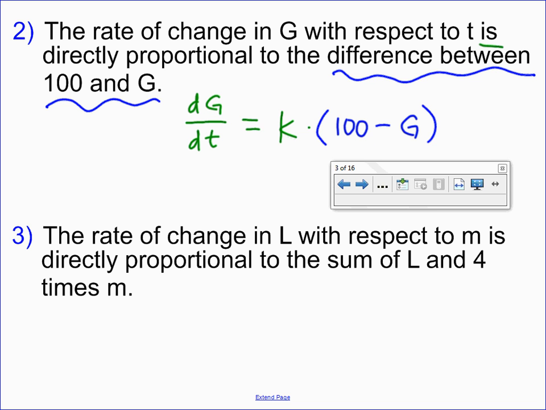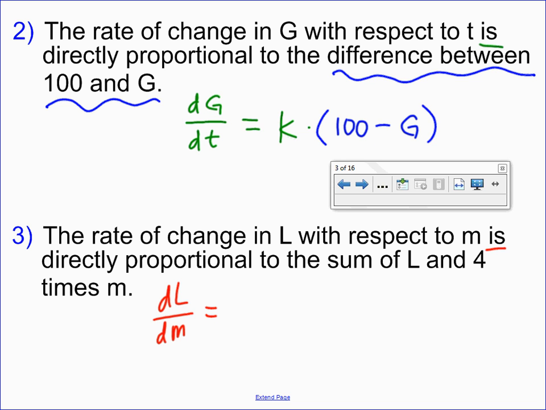Number 3, let's translate. The rate of change in L with respect to M, stop. So what would the rate of change in L with respect to M look like with Leibniz notation? So what would that look like? Joel? dL over dM. Awesome, thank you. So there's the rate of change in L with respect to M in Leibniz notation.